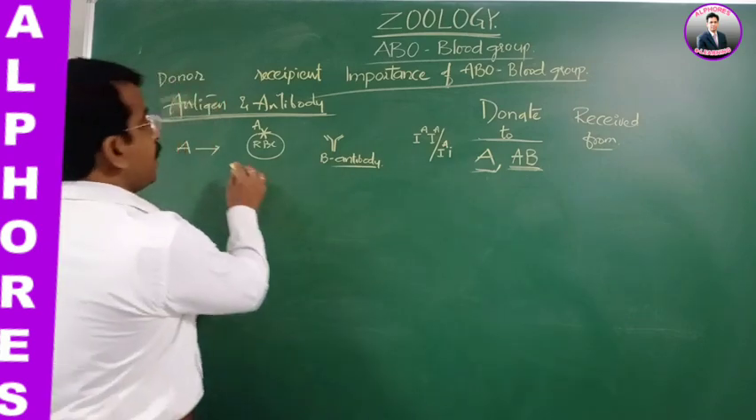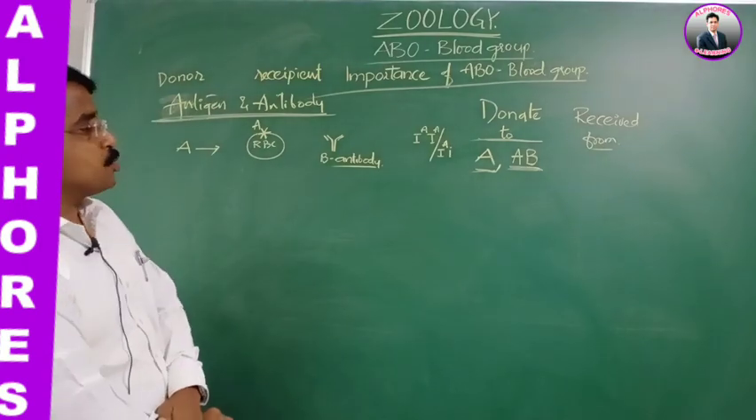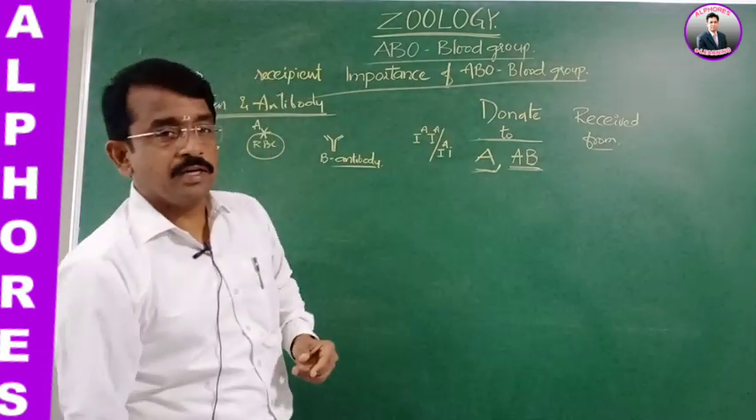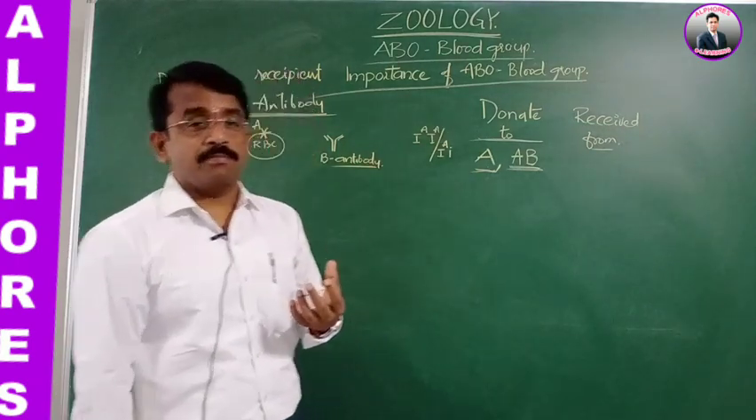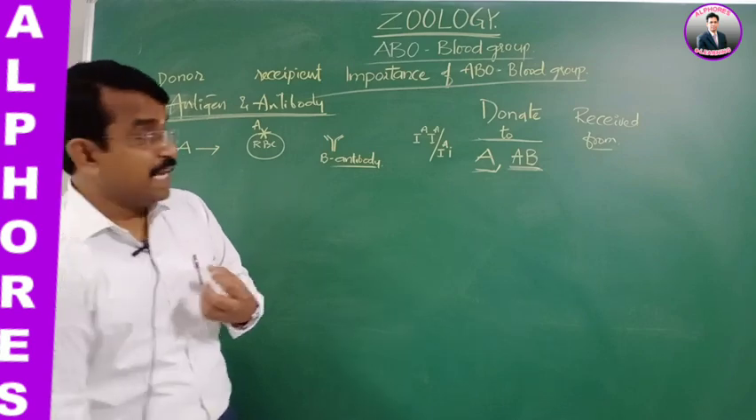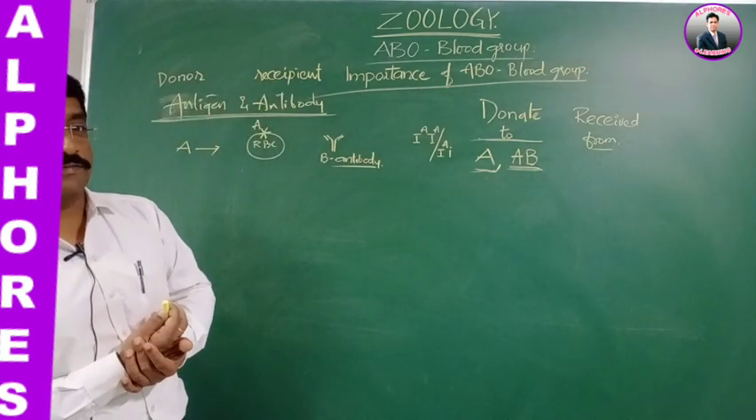So, A is to donate to A and AB only. A is to donate to A and AB, and it has to be received from. It should not donate to B and O. In the same way, from what group does it have to be taken?